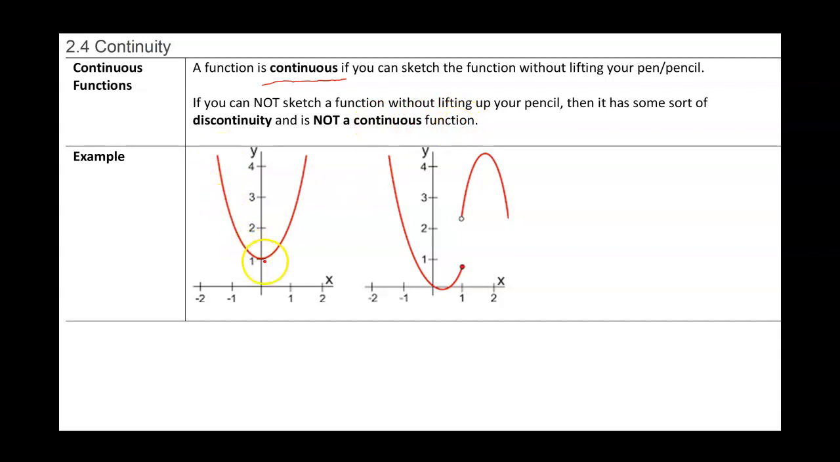As you can see, the first function is continuous because I can sketch it in one constant motion, whereas the second function stops and it continues again at about 2.4, the y value of 2.4. So this is a discontinuous function because I can't sketch this function without lifting up my digital pen.